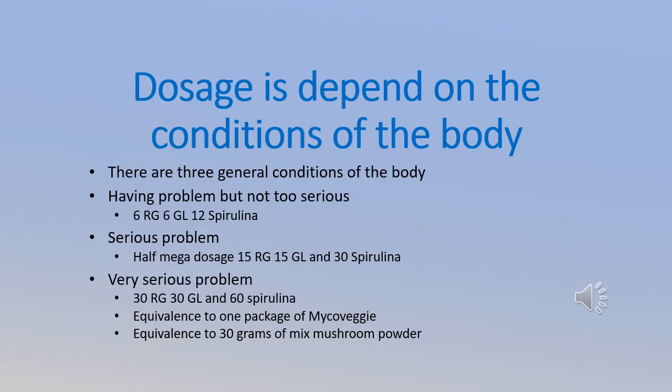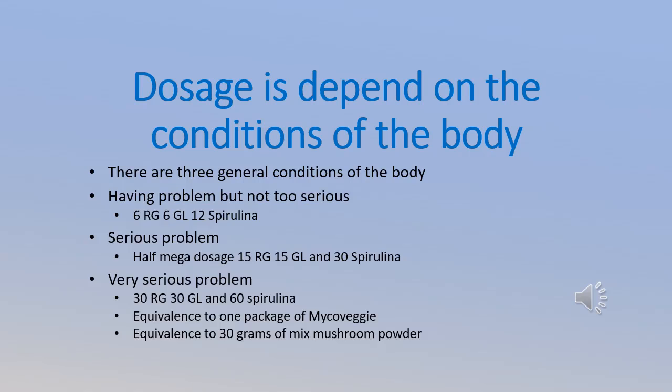Then when the problem is serious, we go for half mega dosage, 15 Rg, 15 GL, and about 15 to 30 spirulina. Like now, there are many viruses in the market, the endemic of COVID-19 and everything. So we ask people to use half mega dosage for prevention. This is also good to detox the body, so we can take it for 1 month or 2 months to detox.